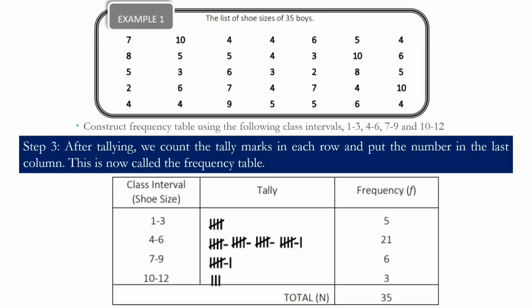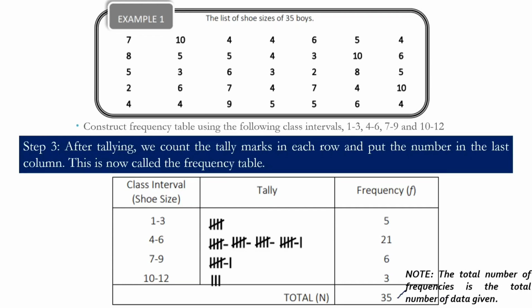Once again, here is our frequency distribution table. So we just put there the total. When we add all of the frequency, 5 plus 21 plus 6 plus 3, the total is 35. And we now have our frequency table for the list of shoe sizes of the 35 boys.